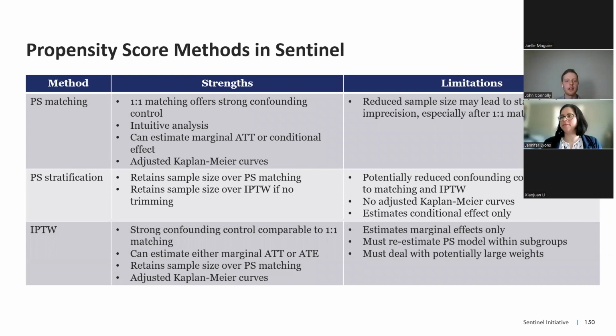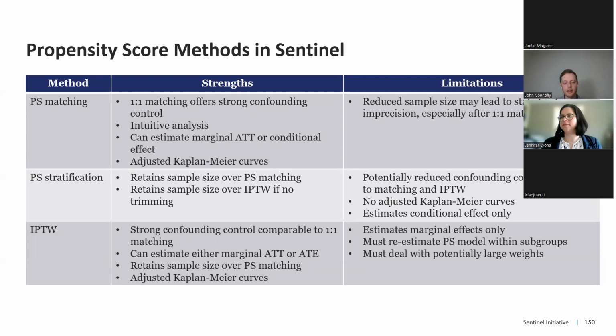So, that's kind of it for the applied example. I wanted to just take a second to do a high-level discussion of where IPTW fits within the propensity score methods that we have available in Sentinel. I put together this table of some of the strengths and limitations of the competing methods we have, like propensity score matching and stratification. Mostly, just focusing on the IPTW here.